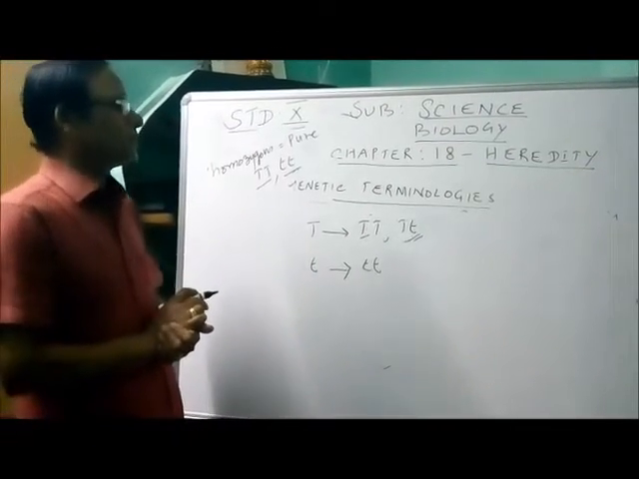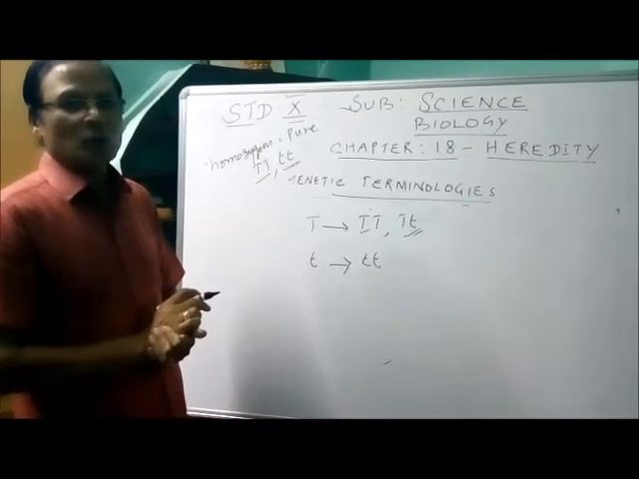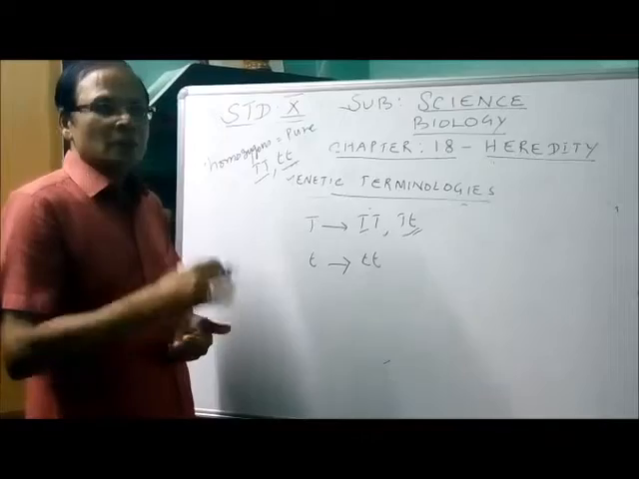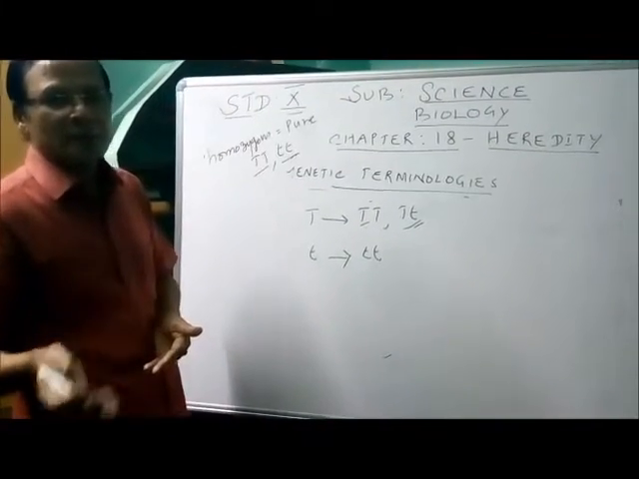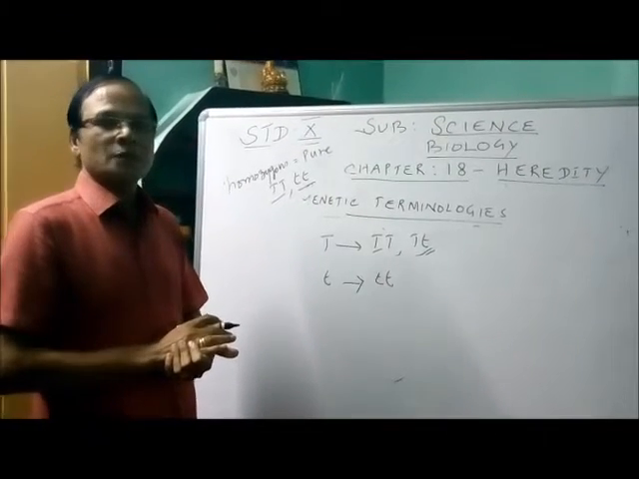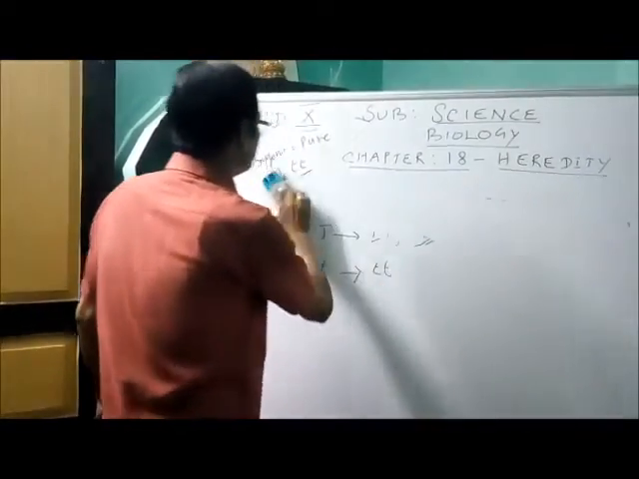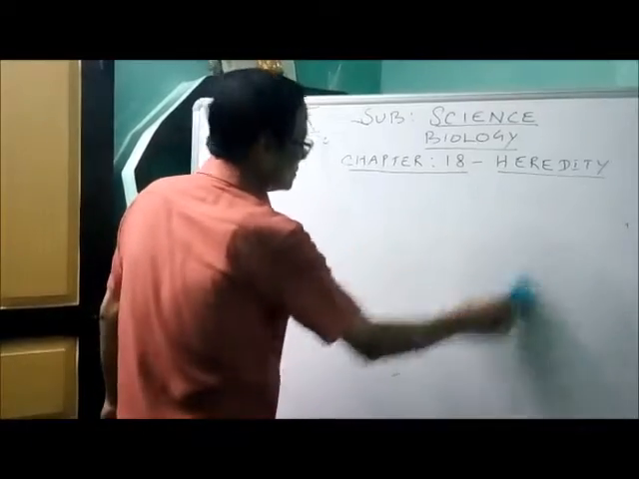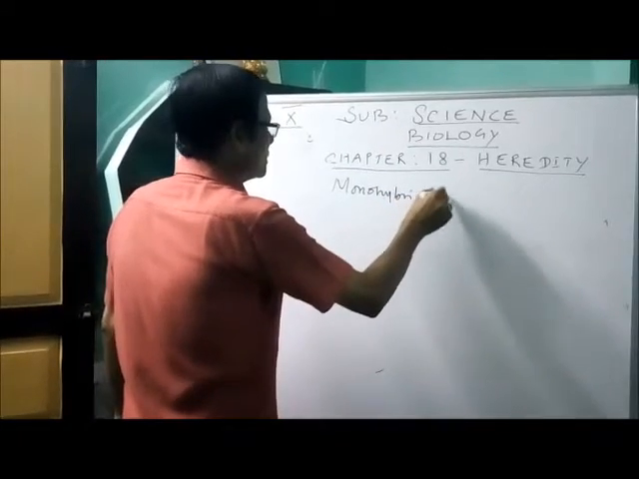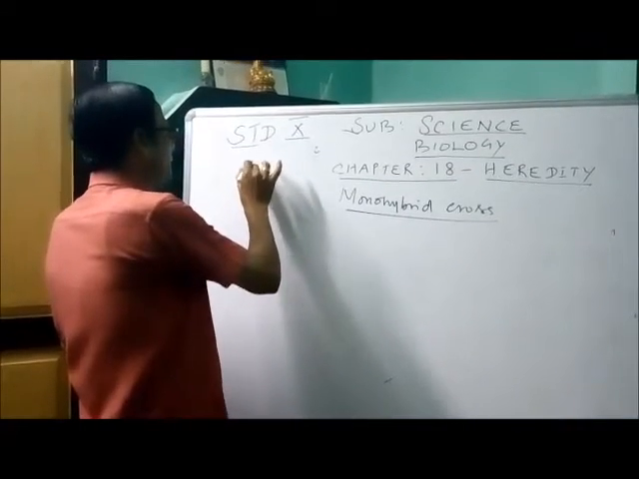Now he conducted experiments in the garden pea plant. He considered only one character in some experiments. In other experiments he considered two or more factors at a time and their inheritance. Accordingly we have different types of crosses. What are the different types of crosses he conducted? One, monohybrid cross. In your syllabus, two types of crosses are given: one monohybrid cross, another dihybrid cross.